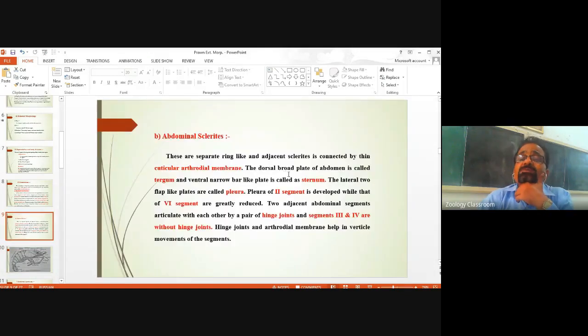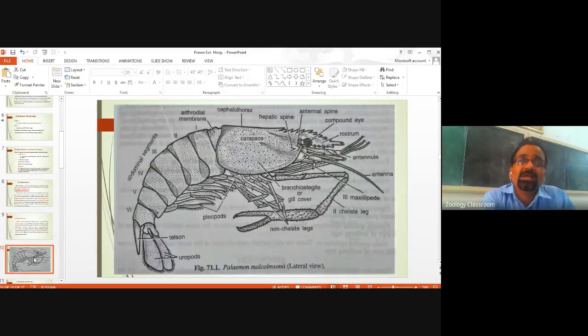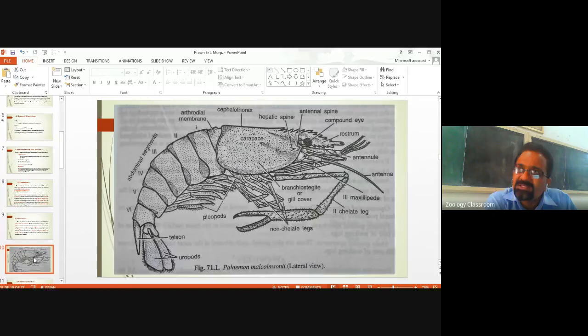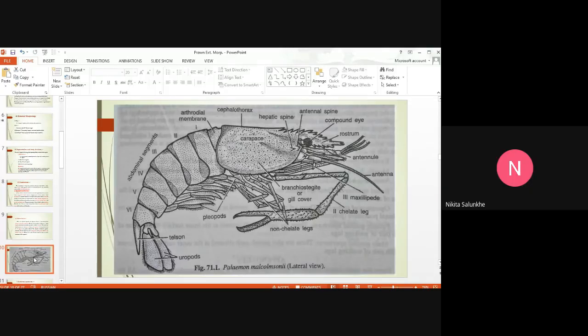The dorsal broad plate of the abdomen is called a tergum. These words, tergum and sternum, are also words you have come across while studying the cockroach, when you dissect the cockroach. Did you do the dissection of cockroach last year? No? You did not have it last time.